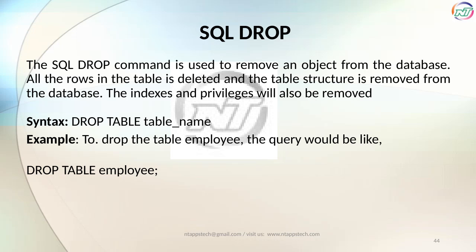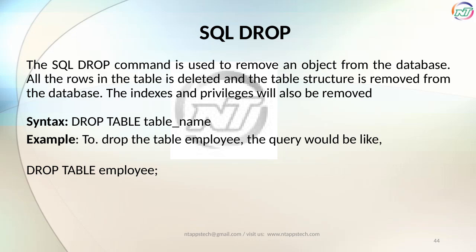The SQL drop command is used when you want to completely remove an object from the database, such as a table. When you drop a table, all the rows it contains are deleted, and the table structure itself is also removed from the database. This means that the indexes associated with the table, as well as any privileges granted specifically for that table, will be deleted too.